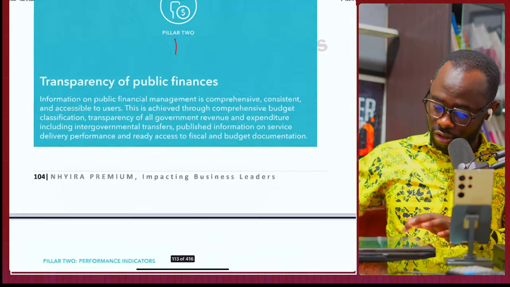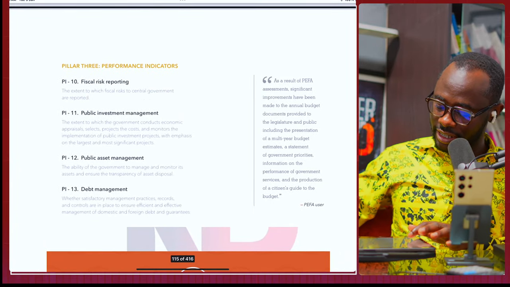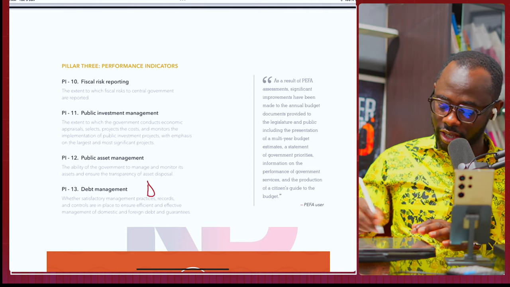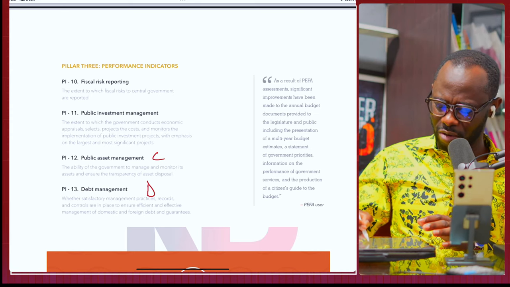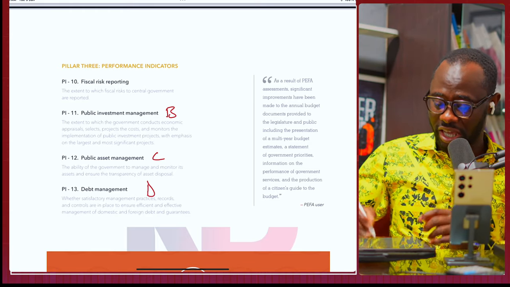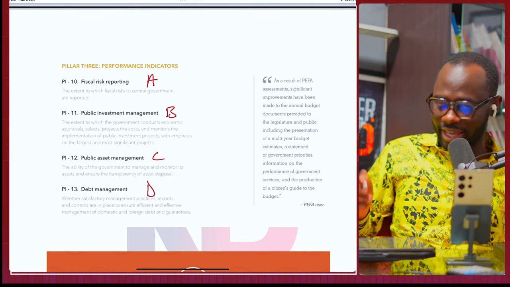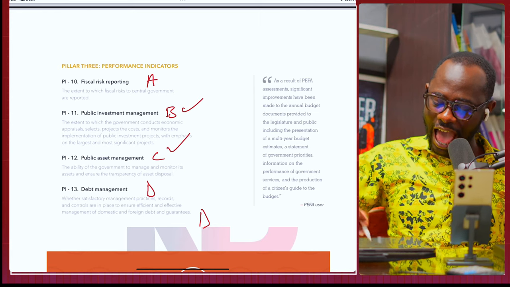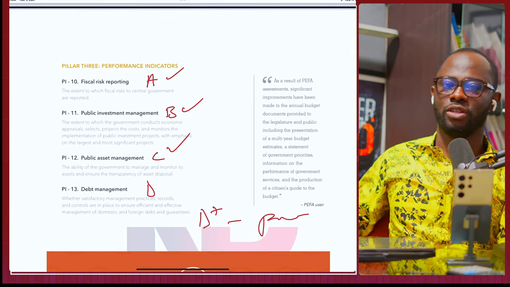Now, if I go to another one, let's say management of assets and liabilities, and we have these indicators here, debt management. You know, the debt management of this country is very, very poor. So let's say that is D. Public asset management, that's also not good. Let's say C. Public investment, that's also not great. Let's give it B. Fiscal risk reporting, I think they do a bit better job there. Let's say A. Still, we are using the weakest link. So what is the lowest here? It is D. So the score is going to be D. Although there are other higher scores, we don't do D plus. Just say D. It's poor performance for the most part.